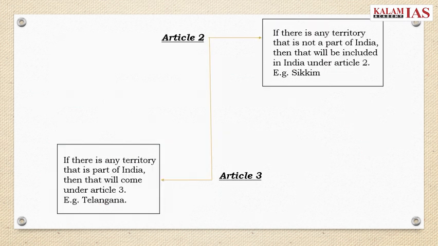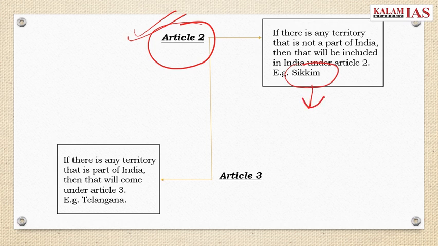Now we have seen that in Article 2, if there is a territory which is not a part of India and we want to include that in the Indian land, then that will be done under Article 2. For example, Sikkim. Now Sikkim was not a part of India until 1975. But we included it in India in 1975 under Article 2.